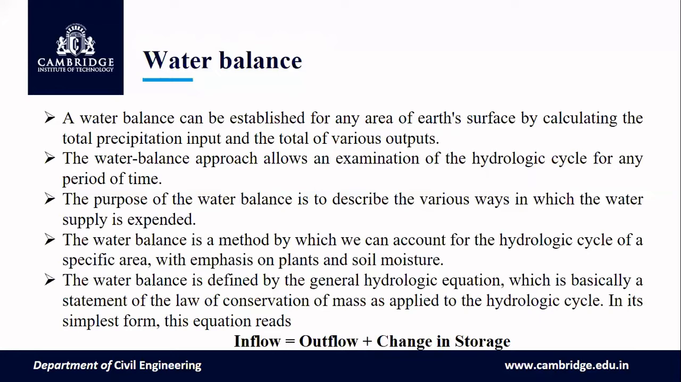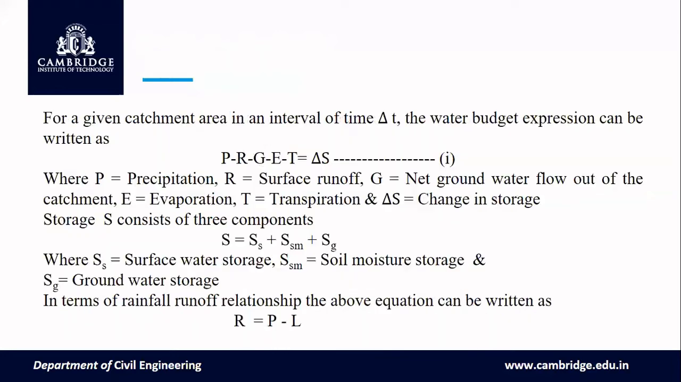So inflow minus outflow must be equal to change in storage. For a given catchment area, if you apply the water balance equation for a time interval delta t, it can be expressed as P minus R minus G minus E minus T equals delta S, where P is precipitation, R is surface runoff, G is groundwater flow out of the catchment, E is evaporation, T is transpiration, and delta S is change in storage. This S, storage, again consists of three components: SS, SSM, SG, where SS is surface water storage, SSM is soil moisture storage, and SG is groundwater storage.